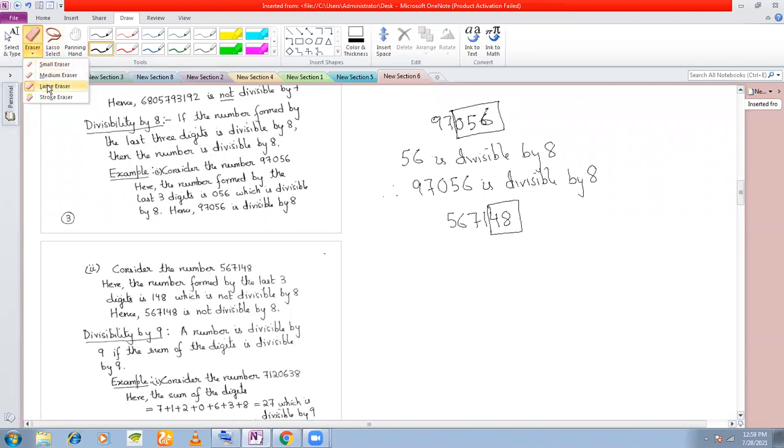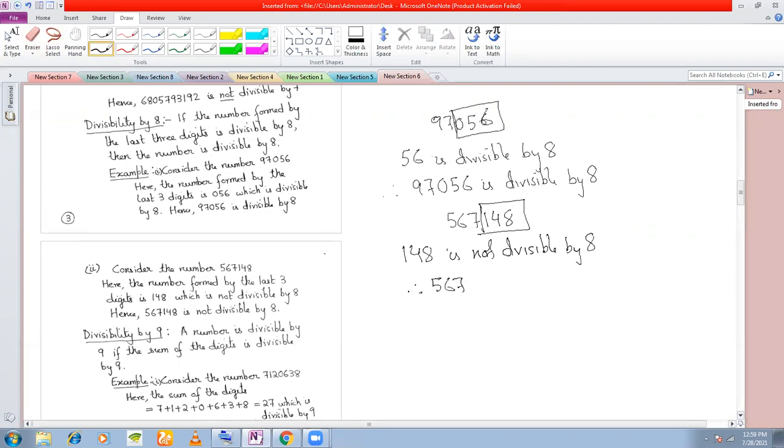Here again, I have to take the last 3 digits of 567148. Is 148 divisible by 8? No. 148 is not divisible by 8. Therefore, what can you say? 567148 is not divisible by 8.